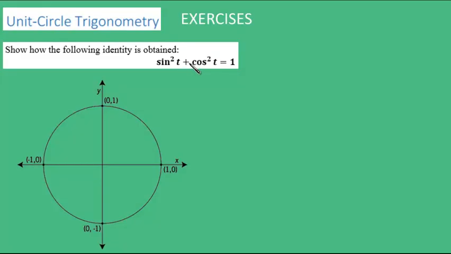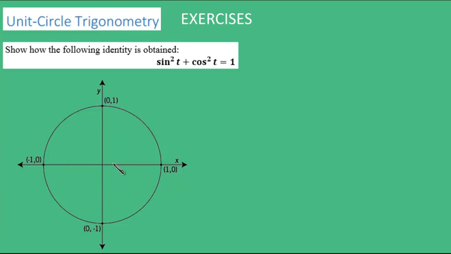We're given this identity and asked to show that it is true. And we'll do so by showing how we obtain it. Often when we're dealing with identities, instead of the equal sign, we have 3 bars, which means then that it will be equal to 1 for all values of t. So to show how we obtain this, we'll use unit circles. So notice, 1, 0, 0, 1, negative 1, 0, and 0, negative 1. So let's place an arbitrary point somewhere on the circle right here.